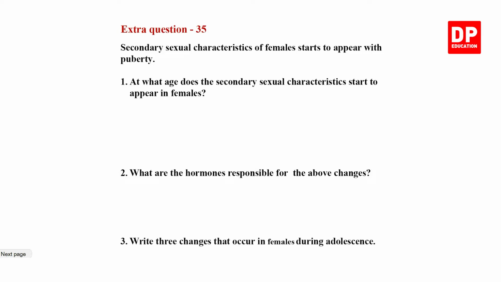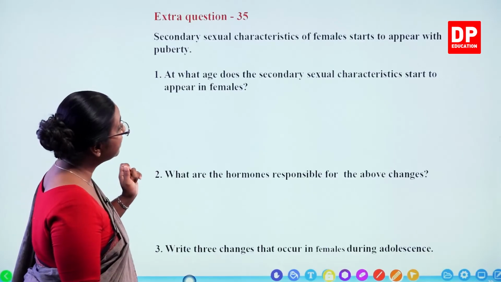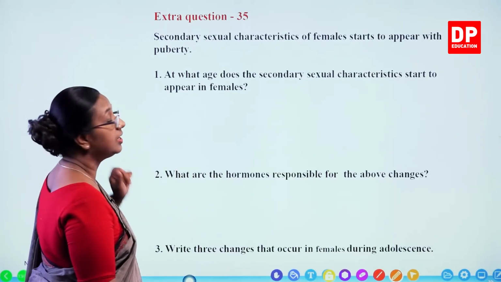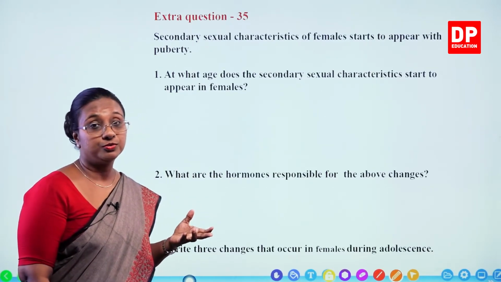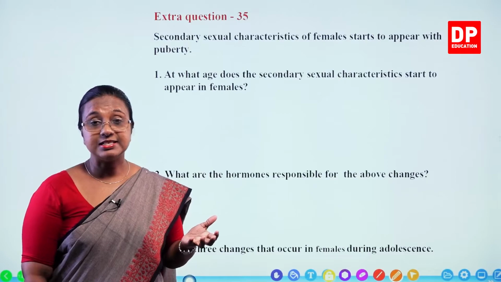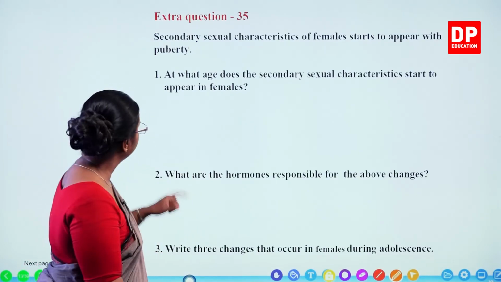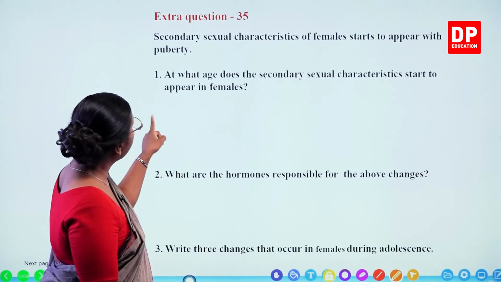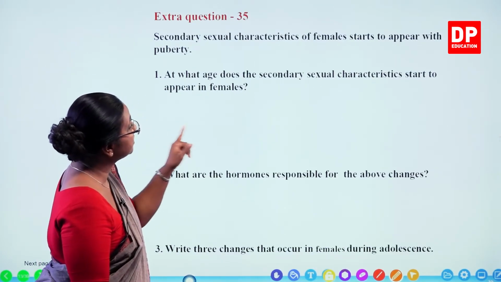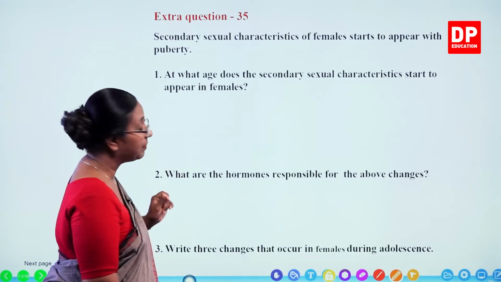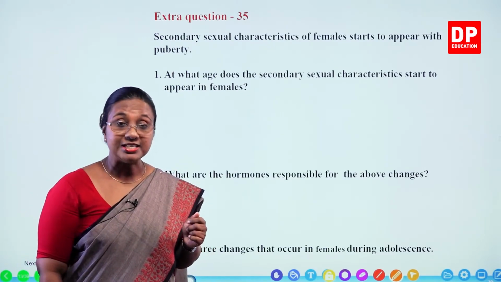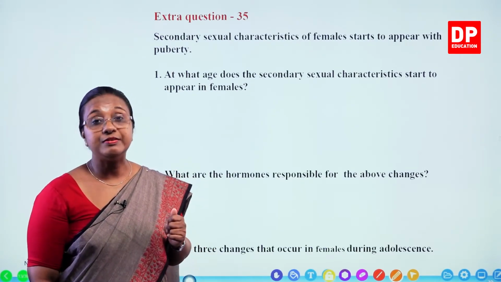Extra question 35. Secondary sexual characteristics of females start to appear with puberty. So that you all know, puberty or adolescence, then the secondary sexual characteristics develop. We will look at the first one. At what age do the secondary sexual characteristics start to appear in females? What is the age? 10 to 15 years.